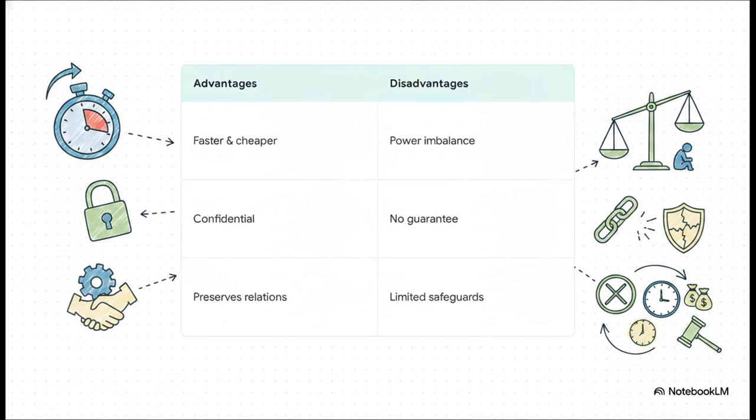Now, what's really interesting about this slide is seeing both sides of the coin. While ADR is heavily favored by the system because, hey, it's faster, cheaper, private, and helps preserve business relationships, it is not flawless, and examiners want to see you acknowledge the drawbacks. Severe power imbalances can exist between parties, there are way fewer legal safeguards compared to a public trial, and in non-binding forms like mediation, well, there's no absolute guarantee of a settlement, meaning you might waste a ton of time and money only to end up in court anyway.